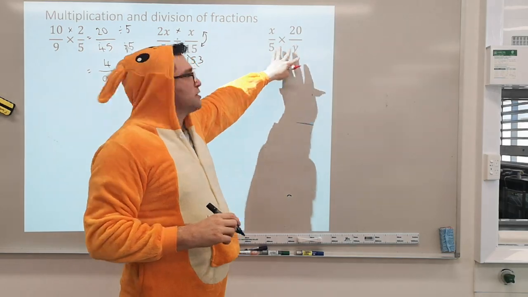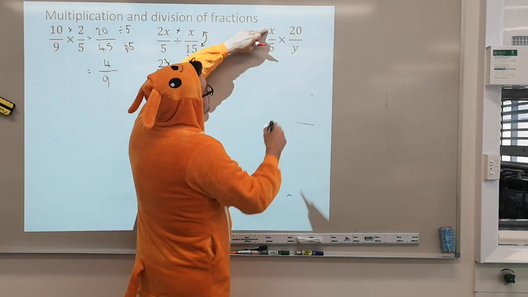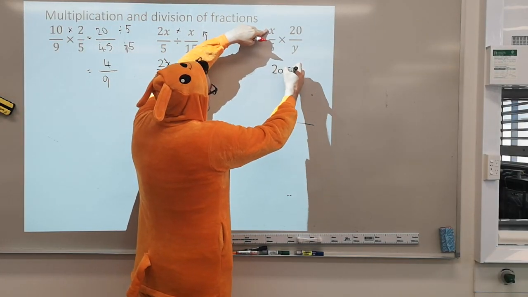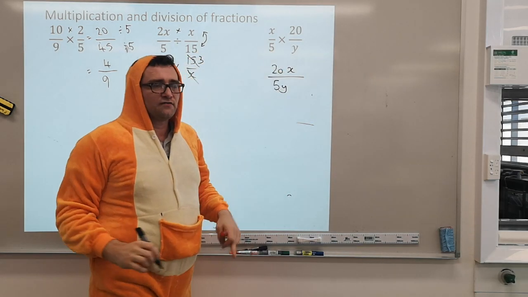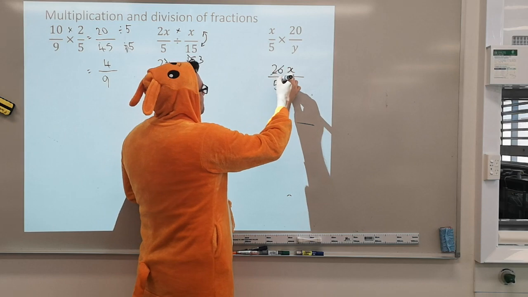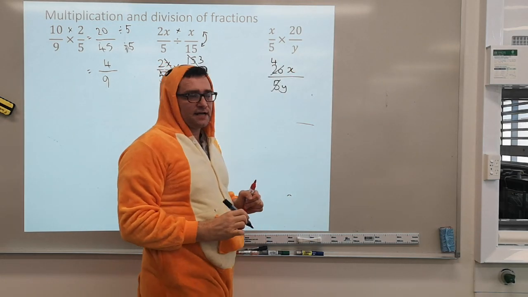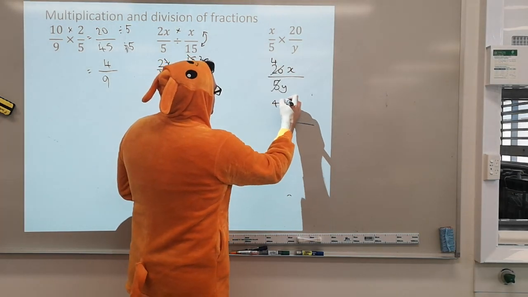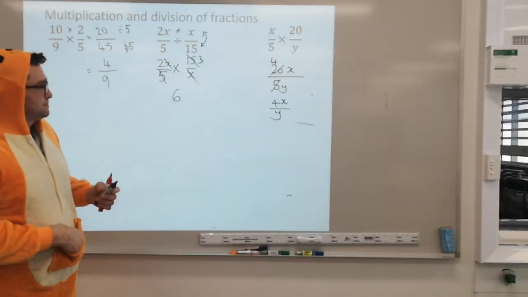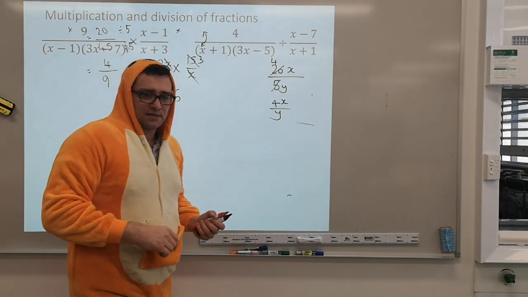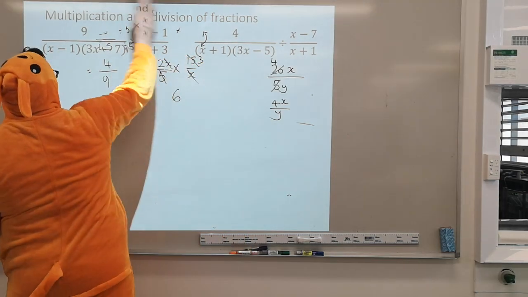What about when we've got two variables? So we're going to multiply our numerators, so we have 20x over 5y. Cancel out our 5. 4x on y. Let's make it a bit more complicated.